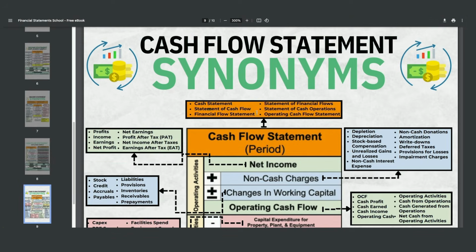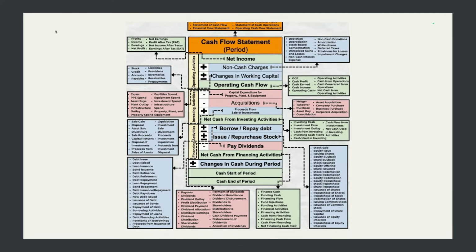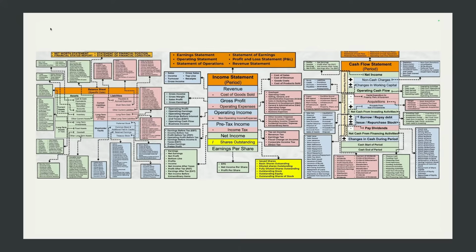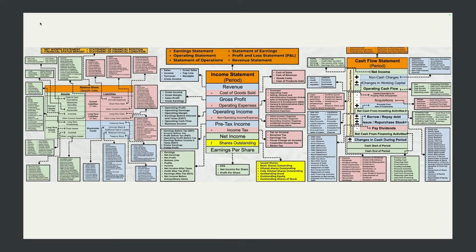Now, it's important to understand that not all companies use these exact terms and layouts when they're making their financial statements. In fact, not all companies even call this financial statement the cash flow statement. For example, I've seen the cash flow statement called the statement of cash flows, the financial flow statement, the statement of cash operations, or even the operating cash flow statement. In fact, here is a visual that shows some of the different terms that you might see on a cash flow statement itself. And this is true of all the financial statements, where the terms you might see on them vary greatly from company to company.